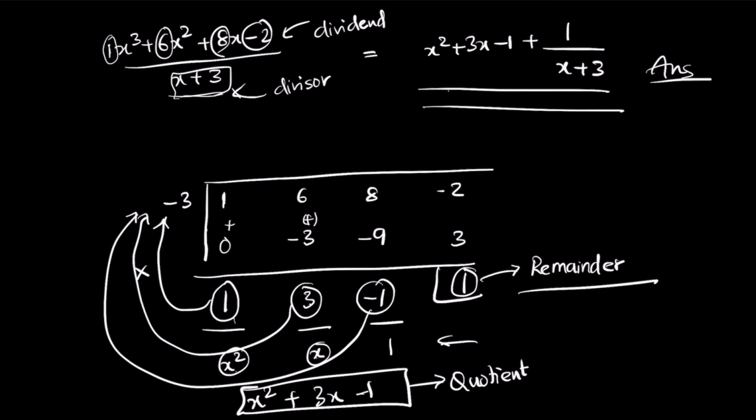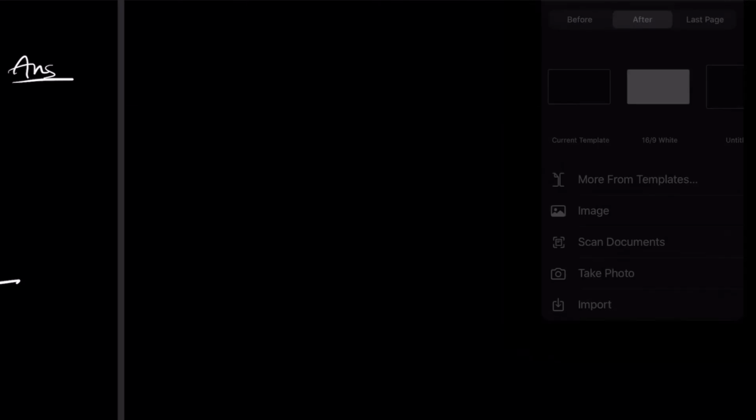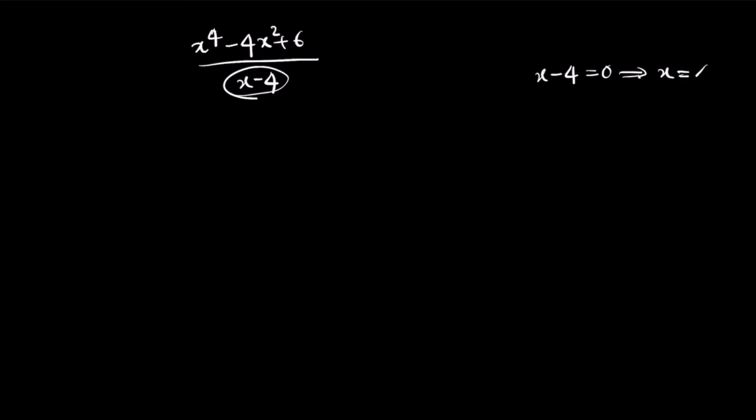So let's try another problem. Let's try a much more complex problem. Let's say we have x to the power 4 minus 4x square plus 6 divided by x minus 4. So again, first the divisor equated to 0. So x minus 4 equals 0. From this we get x equal to 4. Next, write down the long division form and write down the value 4 here.